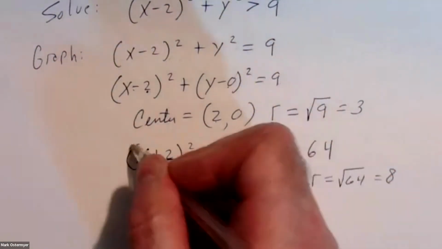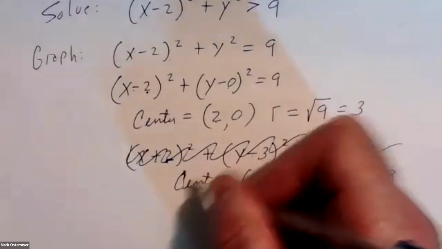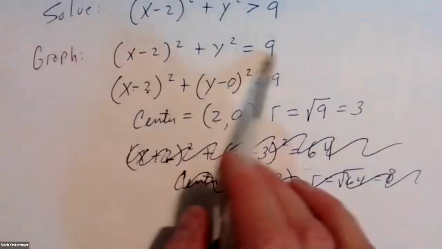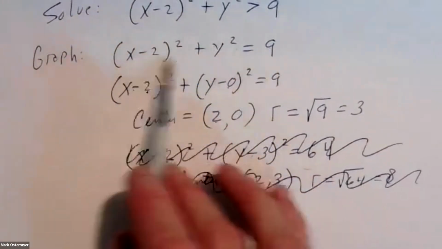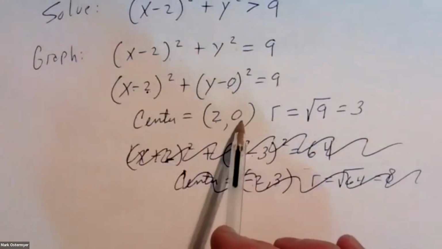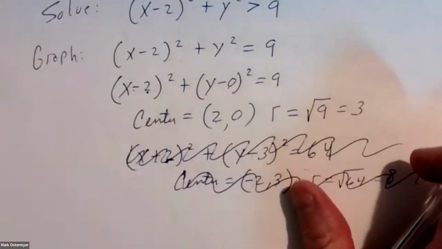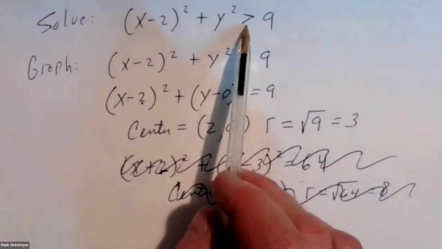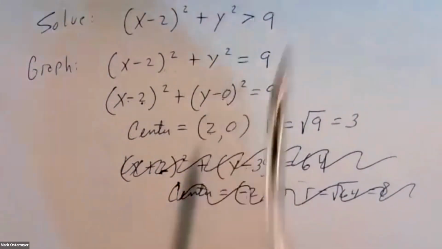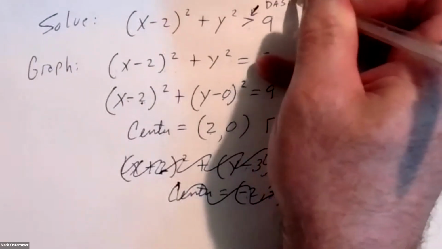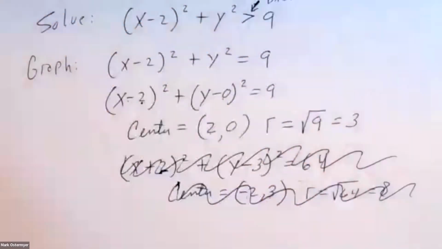All right. But this is not the circle we're dealing with. Let's get back to our problem. Our problem is right here. We need to graph this circle whose center is at (2, 0) and has a radius of 3. Would it be a solid boundary or a dashed boundary? Solid or dashed? It's got to be a dashed circle, if you will, or a dashed boundary.